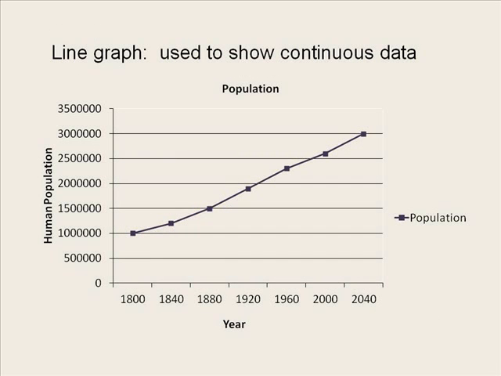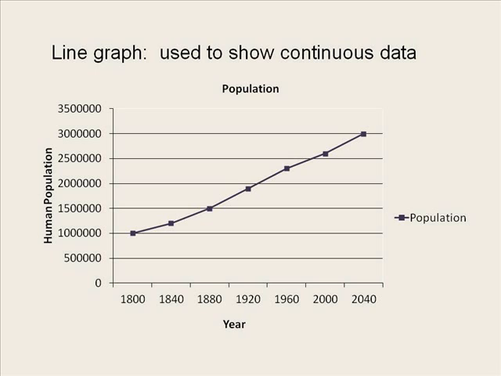The line graph, on the other hand, is used to show continuous data. My best advice to you is, anytime we are taking measurements over time, whether it's seconds, minutes, hours, days, weeks, years, centuries, anytime you are recording data over time, it's going to go on a line graph.